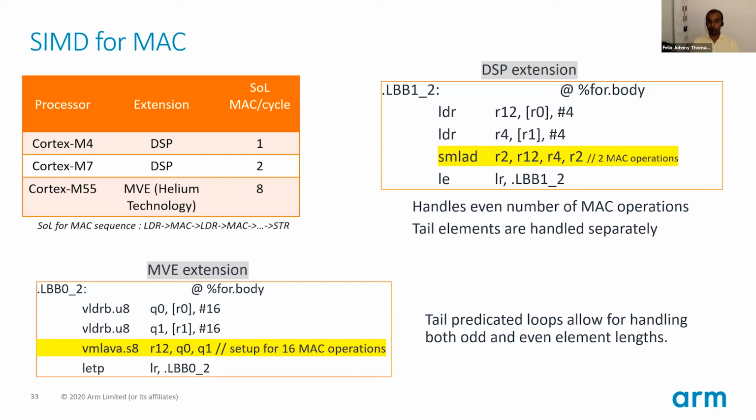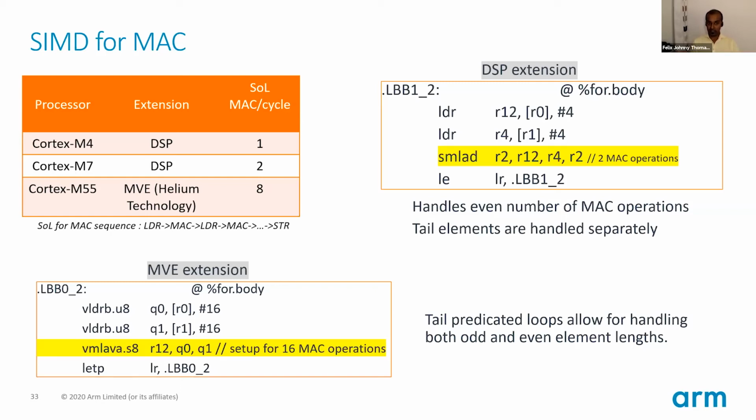And the thing is, it handles even number of MAC operations. If you have a MAC operation which has a tail, which has odd number of operations, then you would need to handle that separately. And that is usually not very effective.